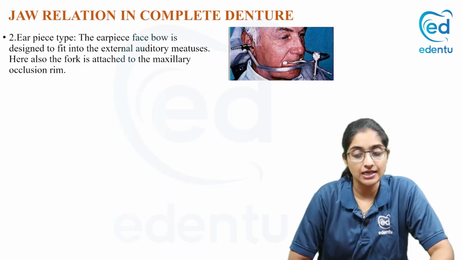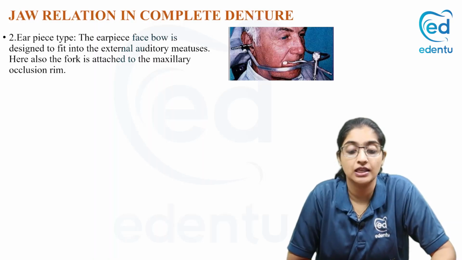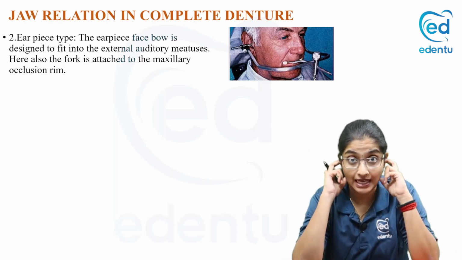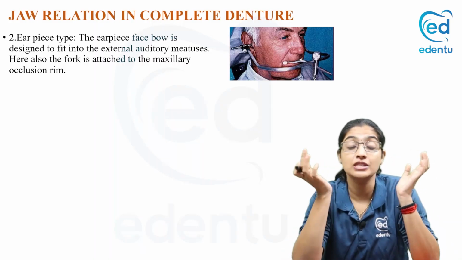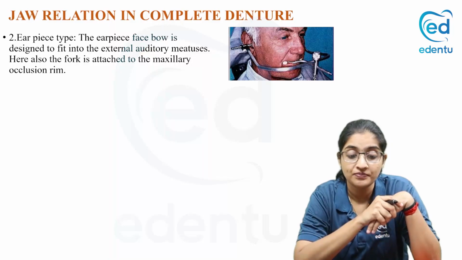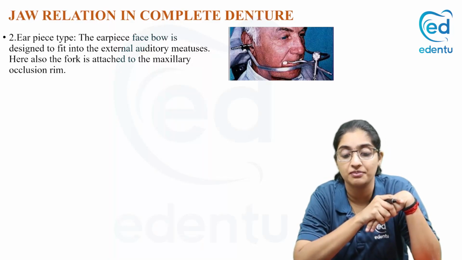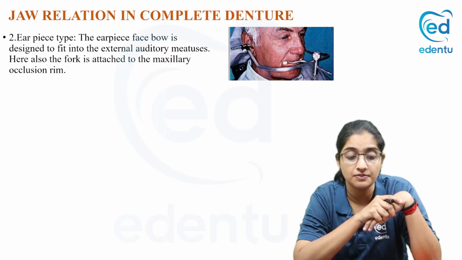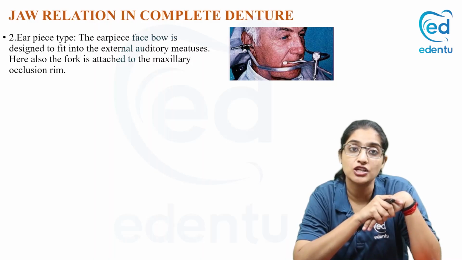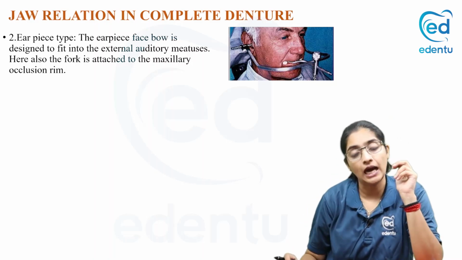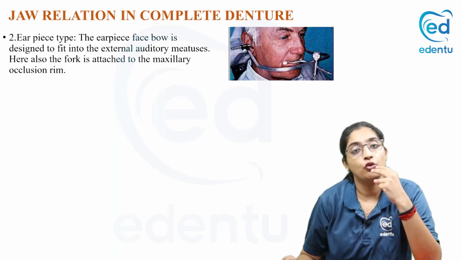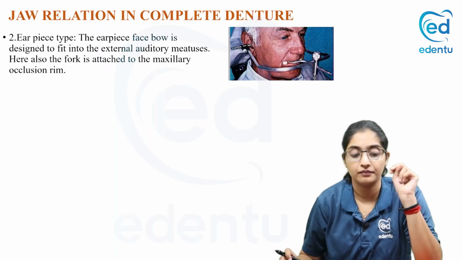What is the earpiece type? In the earpiece type, you are placing it inside the ear at the condyle point. The earpiece face bow is designed to fit into the external auditory meatus. Here also the fork is attached to the maxillary arch. So in arbitrary, the fork is mostly always attached to the maxillary.